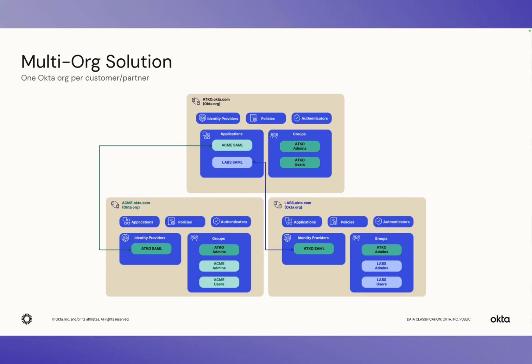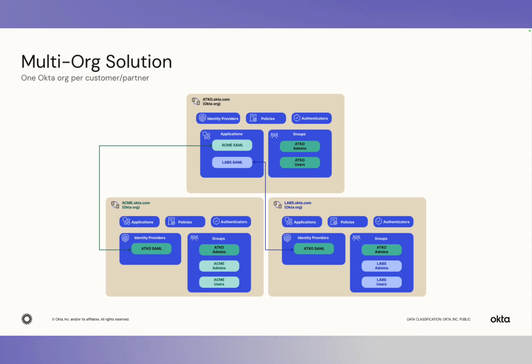So that's why you're seeing those arrows connected from the application layer within the parent organization, that is ATCO, down to the Acme organization and the Labs organization in the identity providers section. But ultimately, think of it as you have this central parent organization, which contains the super administrators, the parent users. Those super administrators can also administrate the child organizations.